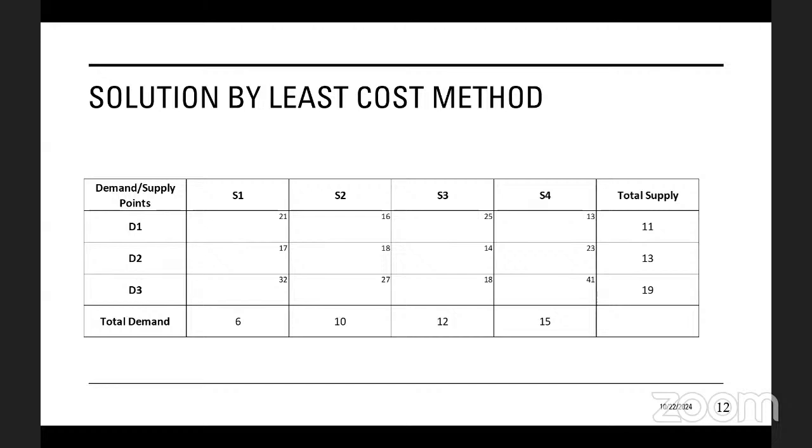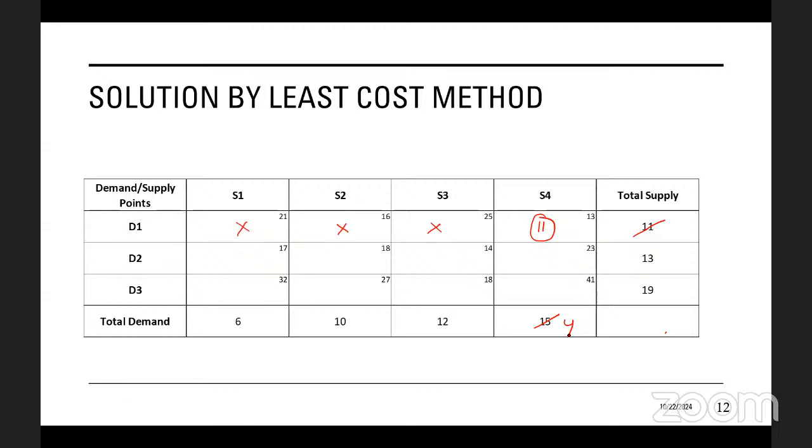So we will start. If we look at this, the cell with the least cost is D1S4, which has a cost of 13. Here we can make a maximum allocation of 11 based upon the supply constraint. So we will make an allocation of 11 and strike this out. Now all these cells will be struck out and this will be reduced to 15 minus 11, which is 4.